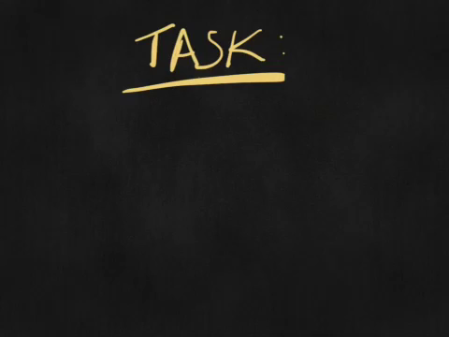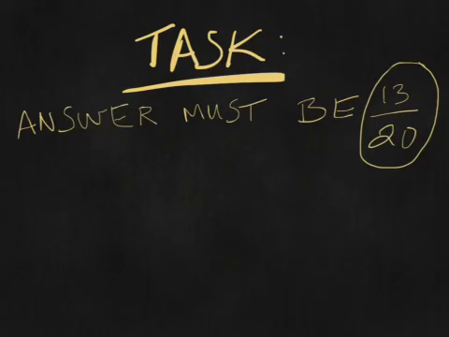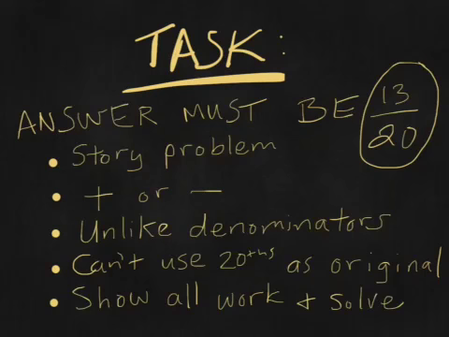So some sort of a word problem where you are either adding or subtracting fractions, but you all have to come up with the same answer. Your answer has to be, in the end, 13/20. Okay, your rules. Write it as a story problem. You may add or subtract. You need to start with two fractions that have unlike denominators. You cannot use 20ths as one of your original denominators for the two fractions you start with.